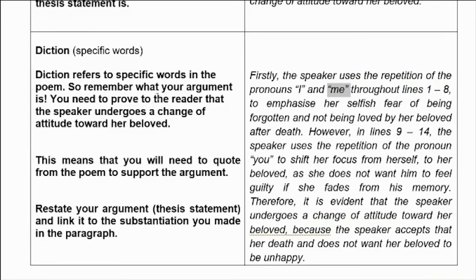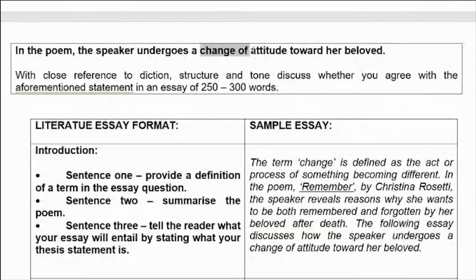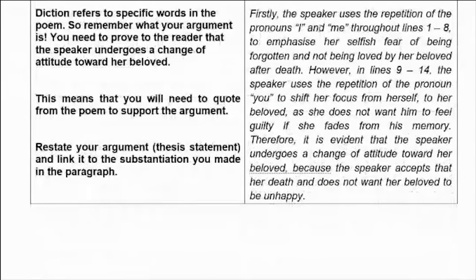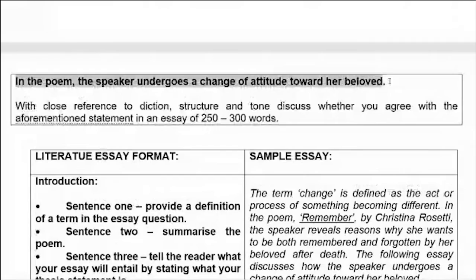But now the essay question is asking us for a change of attitude. So now we need to have a change in diction. So, however, in lines 9 to 14, the speaker uses the repetition of the pronoun you. So the speaker first has said I and me, and now she says you and you, to shift the focus from herself to her beloved, as she does not want him to feel guilty if she fades from his memory. So understand the link from the essay question.